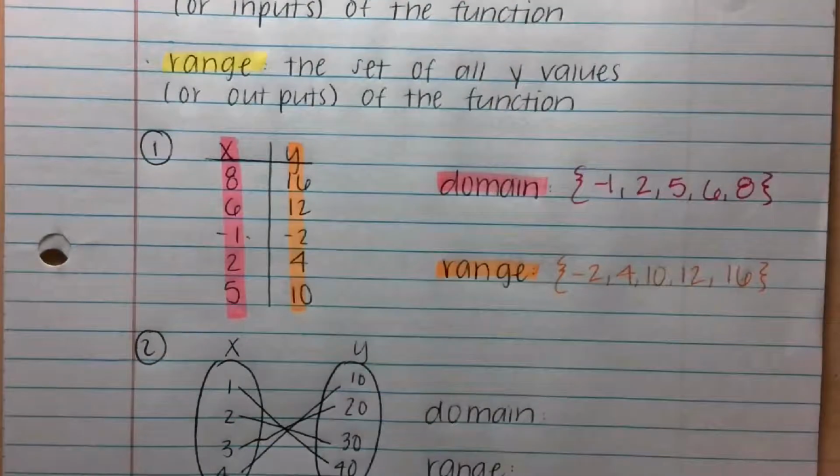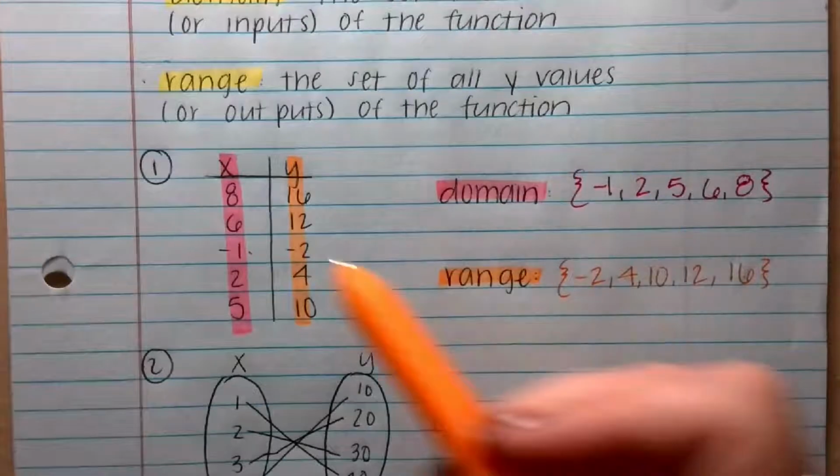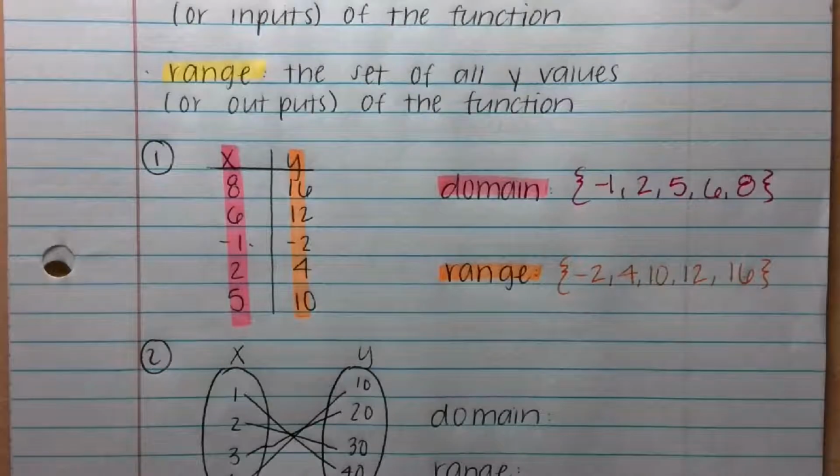If you wanted, if you had a ton of numbers, you're never going to have a ton of numbers this year, but if you did have a bunch, you could cross them off as you went, just so you know you had written all of them down. Okay, so that is for a table.